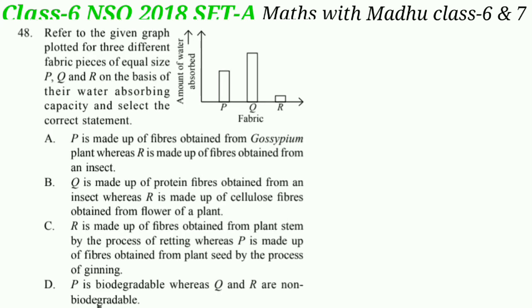Now question 48. Refer to the given graph plotted for the three different fabric pieces of equal size P, Q and R on the basis of their water absorbing capacity and select the correct statement. Look at the graph. According to the graph, the water absorption capacity of Q is maximum, P is moderate and R is minimum. Fibers obtained from Gossypium plant have moderate water absorbing capacity, whereas fibers obtained from the insect silkworm will have very less water absorbing capacity. So the answer will be option A.